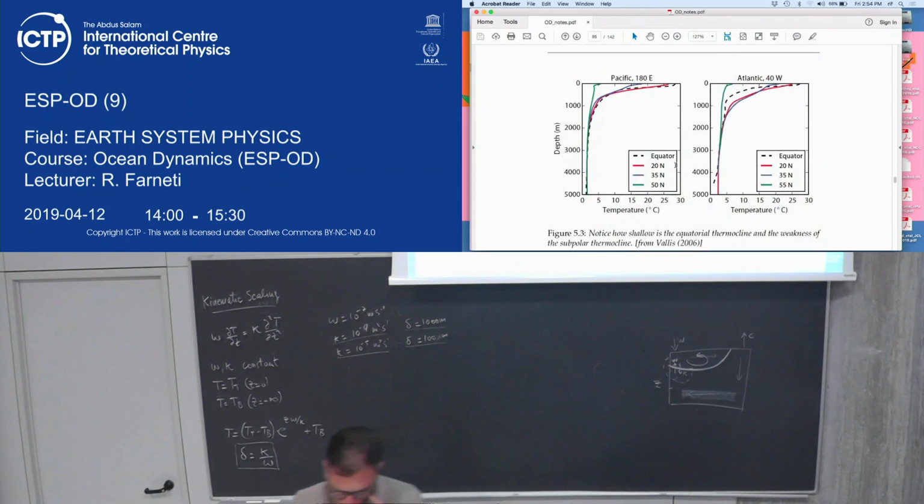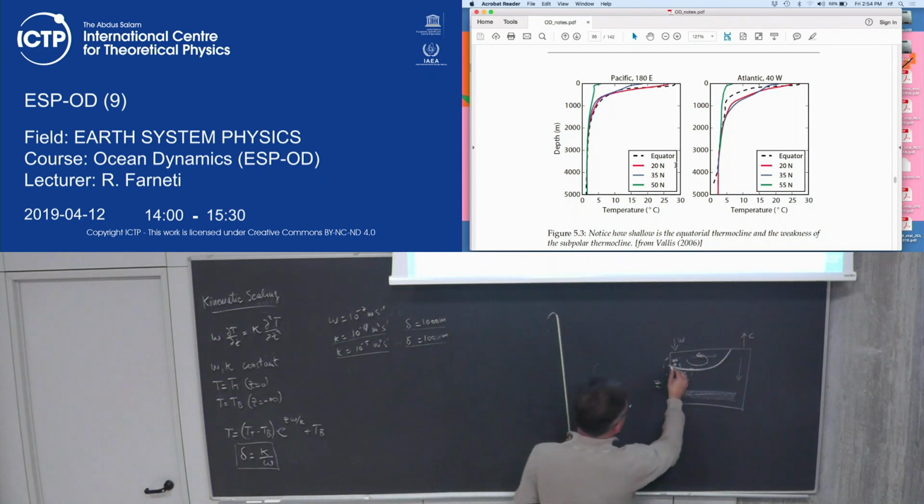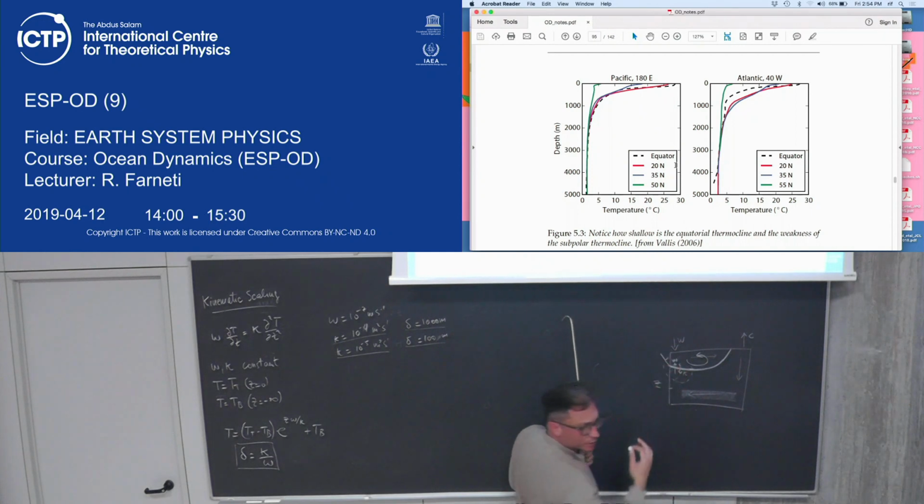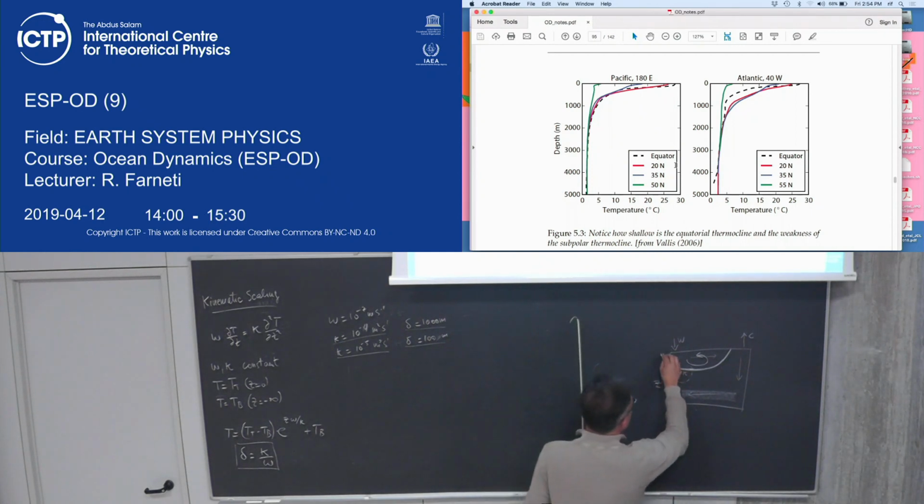So how do we know how thick the thermocline is? You can actually look at observations. Okay? So if you look at the Pacific or the Atlantic, you always get the same result, of course. So if you look close to the equator, you see how shallow the equatorial thermocline is. Okay, so it's basically here. And that's because when you reach the equator, then you have upwelling in the equatorial regions, right? And so this is very shallow.